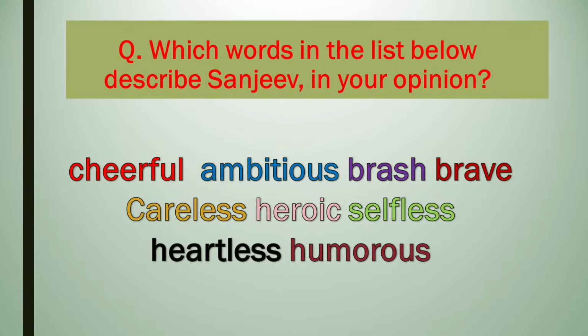Now in the second story, Sanjeev is a policeman who saves the guest house cook's wife. So how would you describe Sanjeev? There are a few words given: cheerful, ambitious, brash, brave, careless, heroic, selfless, heartless and humorous. So children, what words do you think would characterize Sanjeev?